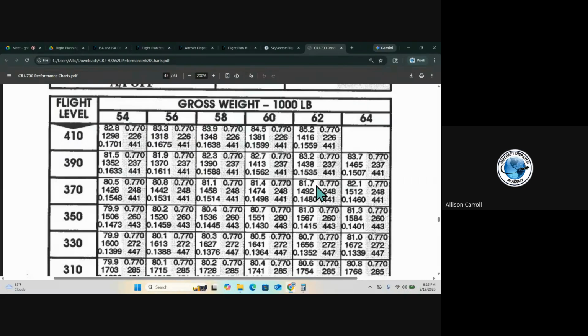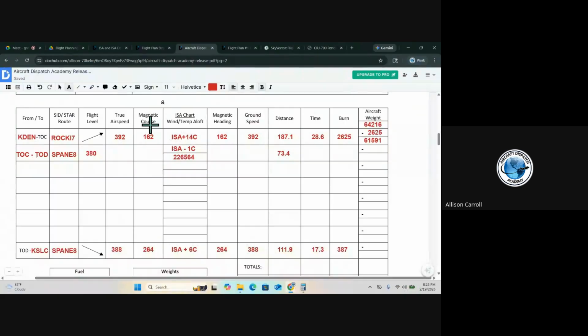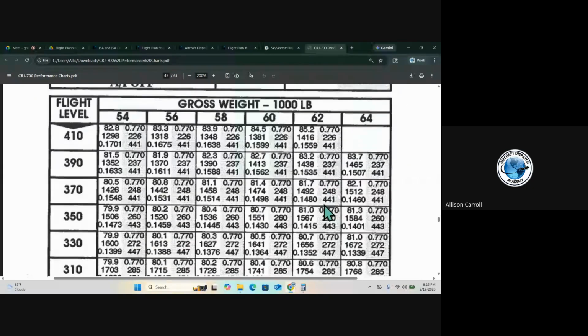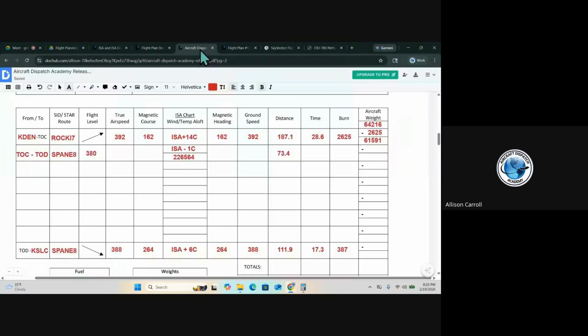Okay. All right. Let's keep working along. Our true airspeed comes right from that performance chart. Remember, true airspeed is now in this bottom right corner for cruise. So our true airspeed right here says 441.